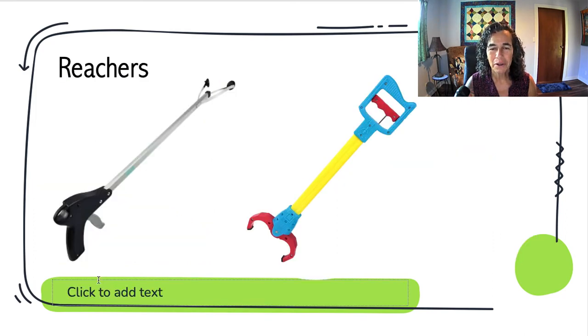Reachers are another product. Another product that we might recommend for kids. And as you can see, the reacher on the left is a little bit more sophisticated looking. The one on the right is a little bit more kid friendly. And they're used to extend one's grasp.